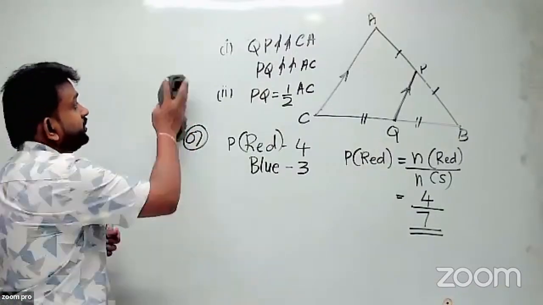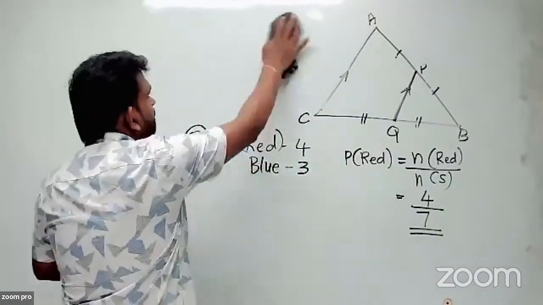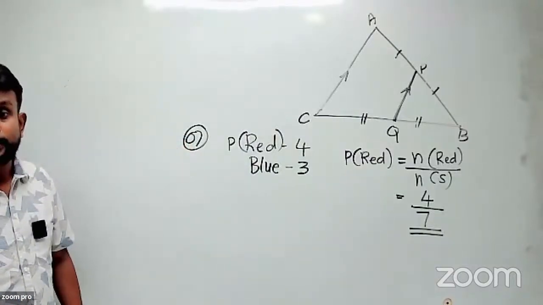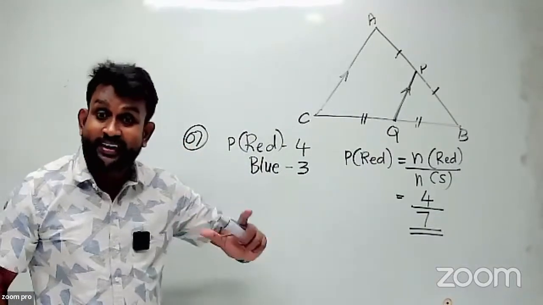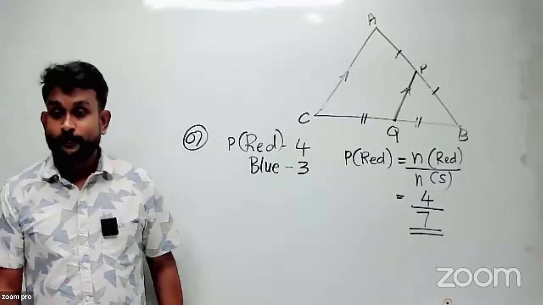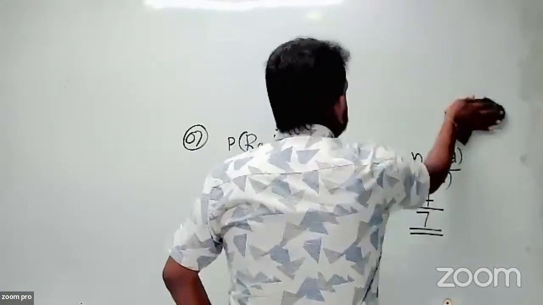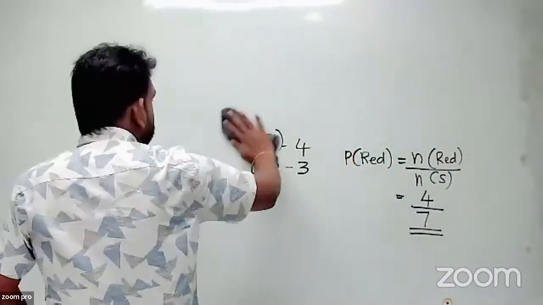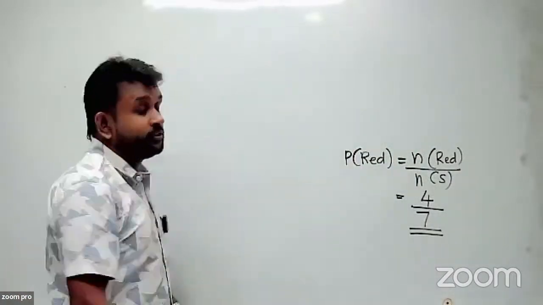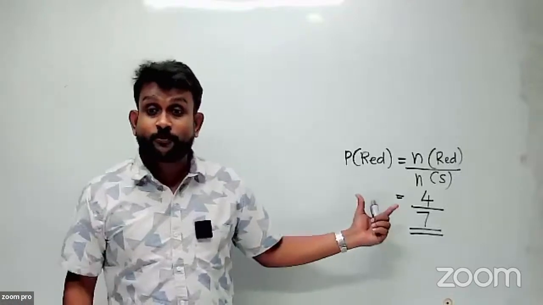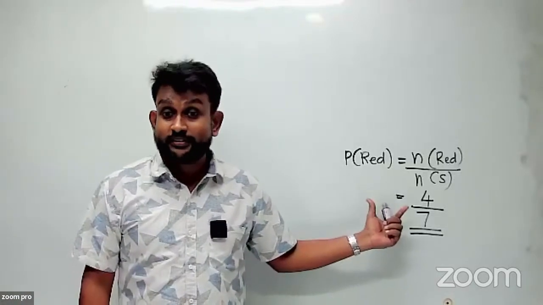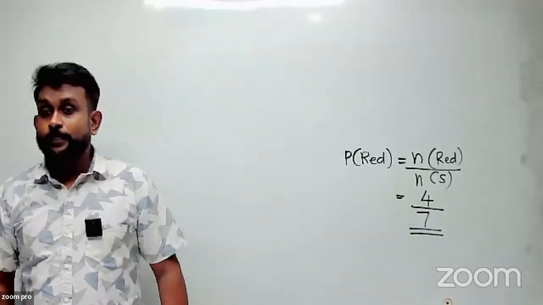Hands up those who got the answer. These are very simple questions, not much hard. It is the definition of probability, but understand it in a clear way. So understand this concept. This is the theoretical part.